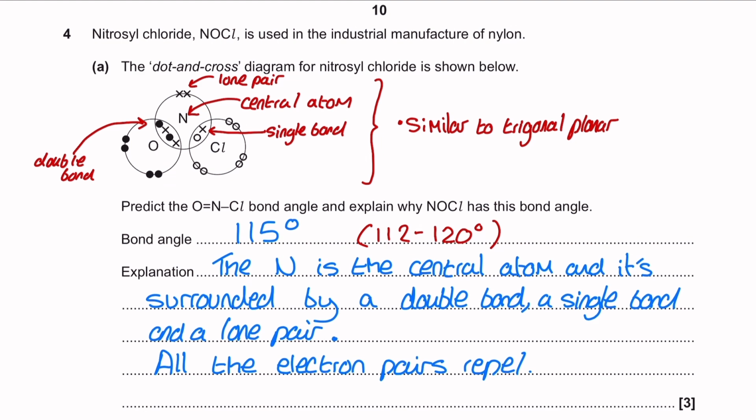Then when the question asked me to predict the bond angle, that would be between these two just here, and explain why it has the bond angle, I did base my answer on the trigonal planar shape. So they accepted anything from 112 to 120 degrees, with the 120 degrees actually being the trigonal planar shape bond angle. And my explanation here is the nitrogen is the central atom, and it's surrounded by a double bond, a single bond, and a lone pair, and all the electron pairs repel each other.